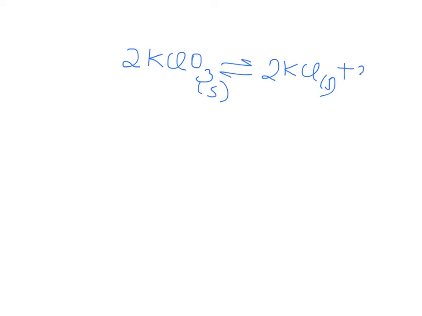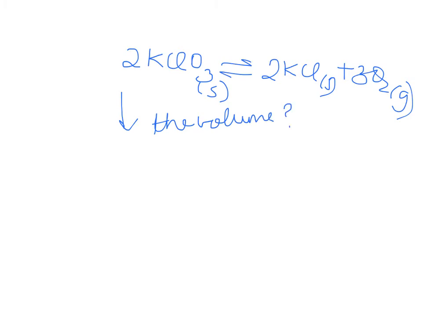How about I have 2 KClO3, and that's in equilibrium with 2 KCl and 3 O2. That's the balanced equation. Okay, and the question is, what is the effect of decreasing the volume? So I'm decreasing the volume. What is the effect on equilibrium? What is the effect of increasing the volume?